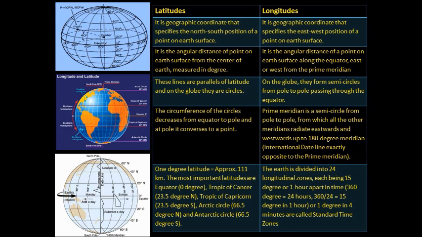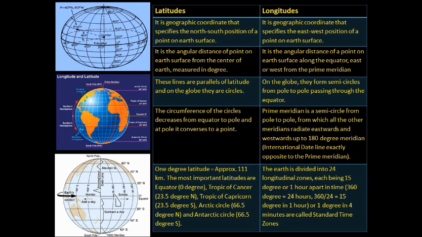The prime meridian is a semicircle from pole to pole from which all the other meridians radiate eastwards and westwards up to the 180 degree meridian. That 180 degree meridian is called the International Date Line, which is exactly opposite to the 0 degree longitude, the prime meridian.